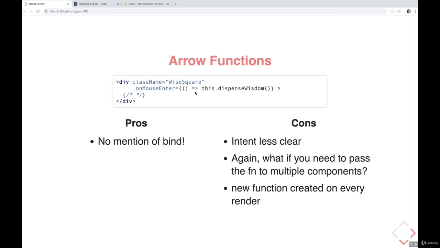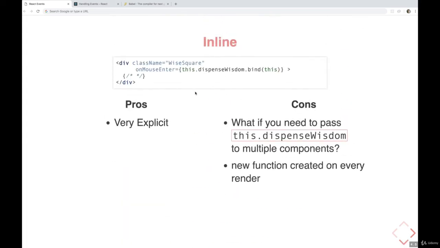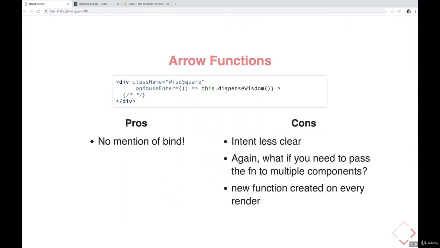But the bigger problem is the same as before, as up here. If you're doing it inline in your render, you're going to be making a bunch of functions over and over and over every time you render. Also, if you have multiple components you need to pass it into, then you're going to make a new copy for each component. So both of those inline options, using bind and using an arrow function, are less ideal than the third option.